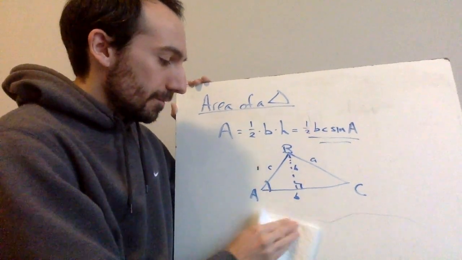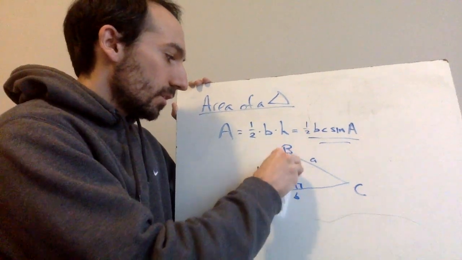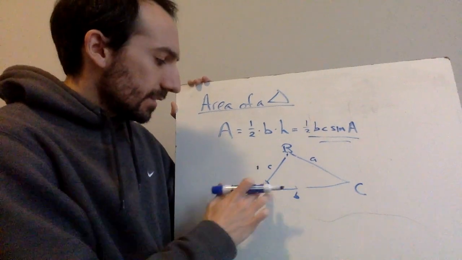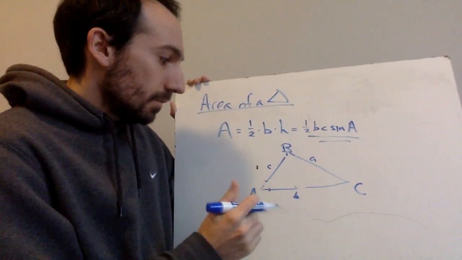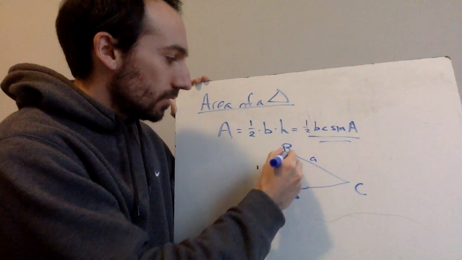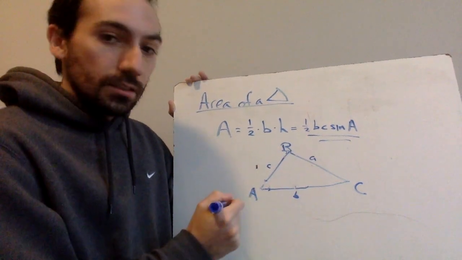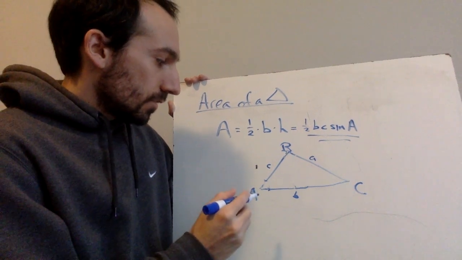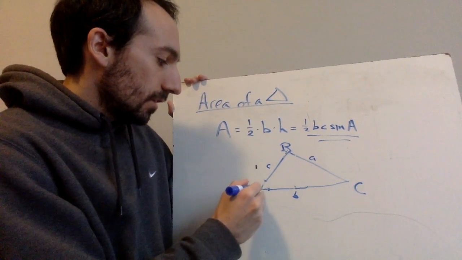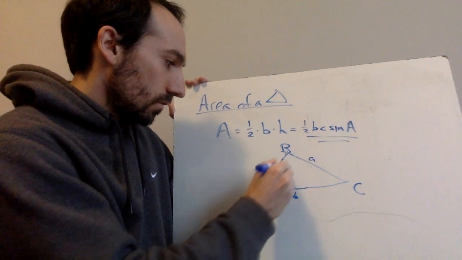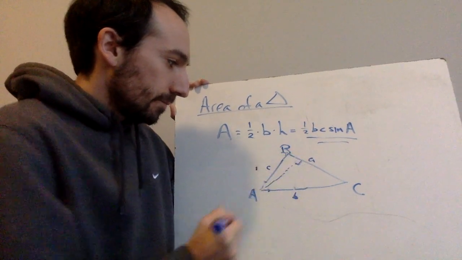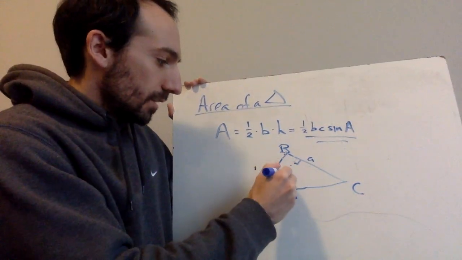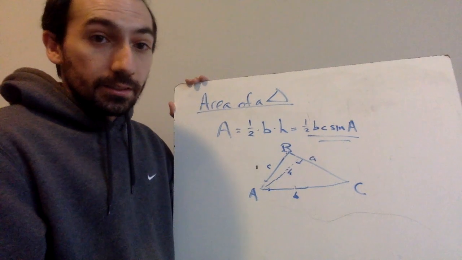So what if we dropped a different altitude besides this one? Would things work out the same way? Well, they won't work out exactly the same way, but they'll be quite similar. So remember, to drop an altitude, we connect a vertex to the opposite side at a right angle. That's our goal here. So imagine I wanted to drop an altitude from A to side A. There we go, there's my nice altitude. In this case, this would still be considered the height, but now A would be considered the base.